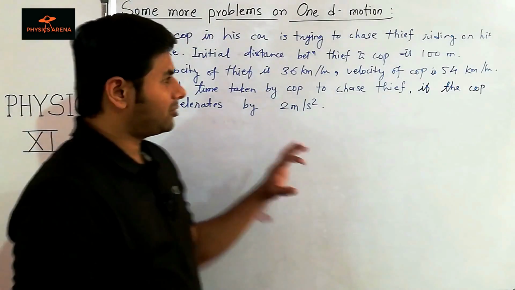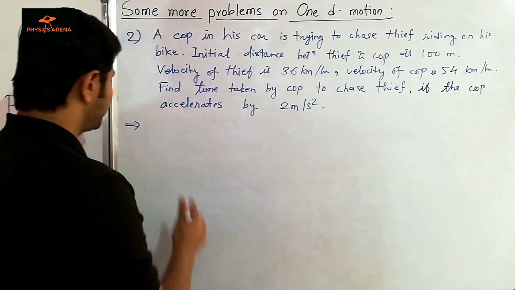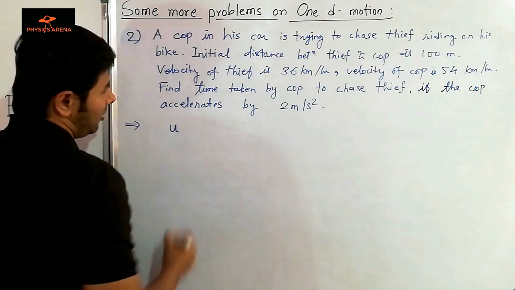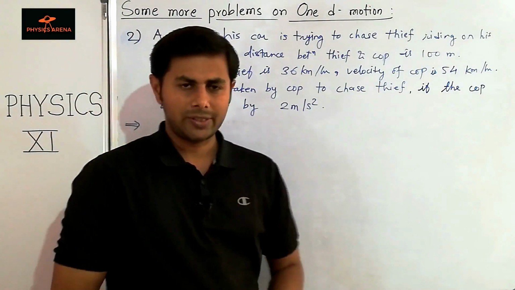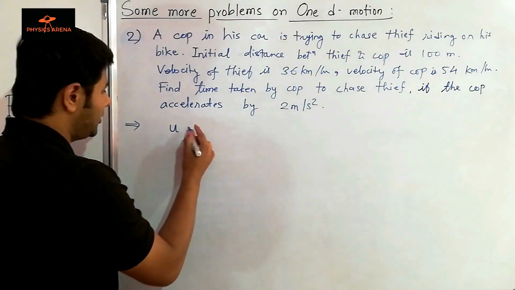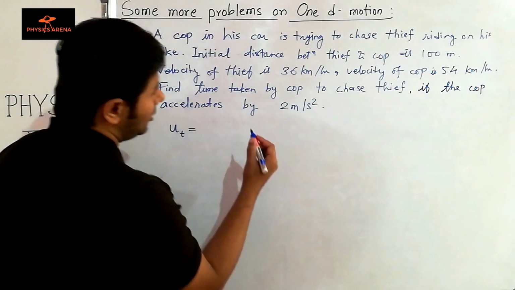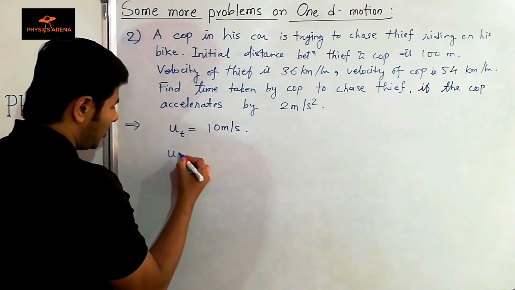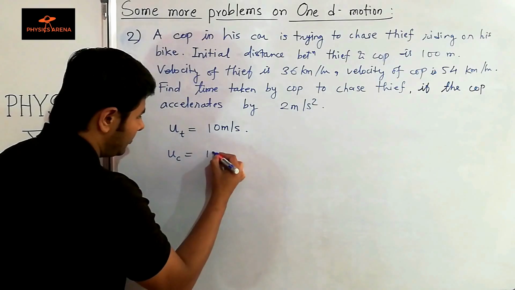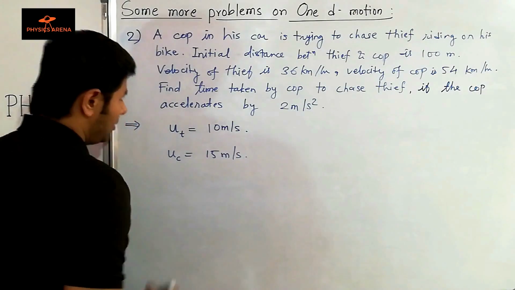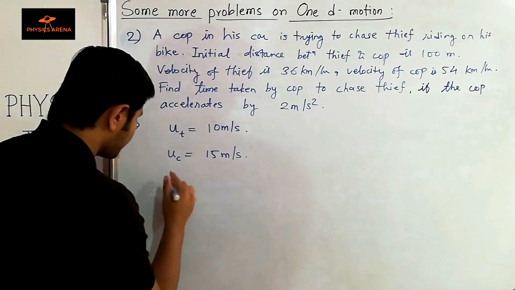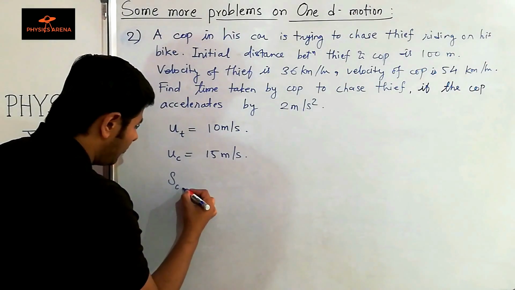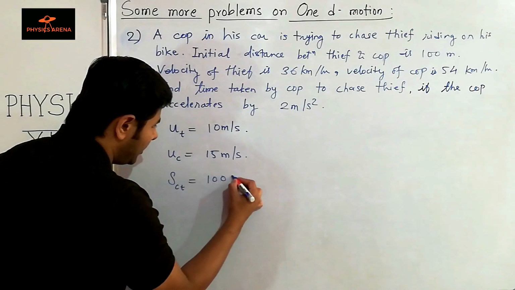Now let's note down whatever we had. So we already found velocity of thief. Now I will make this initial velocity. So velocity of thief is equal to 10 meters per second. Velocity of cop was 15 meters per second. We found it. Displacement to be covered by cop with respect to thief is equal to 100 meters.